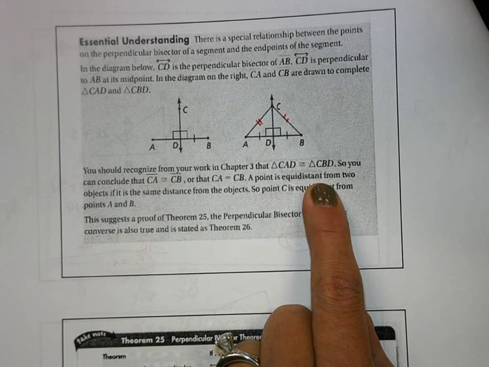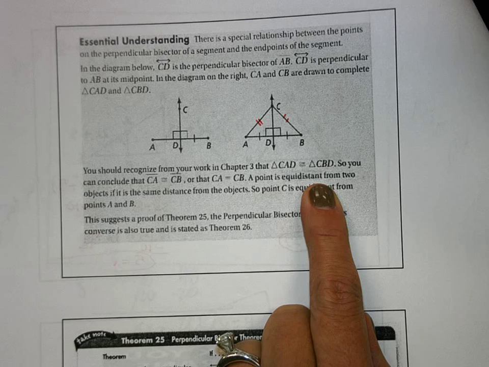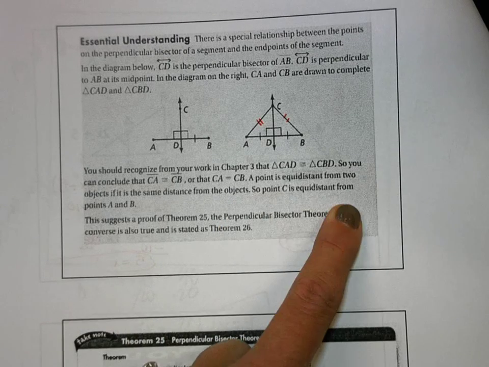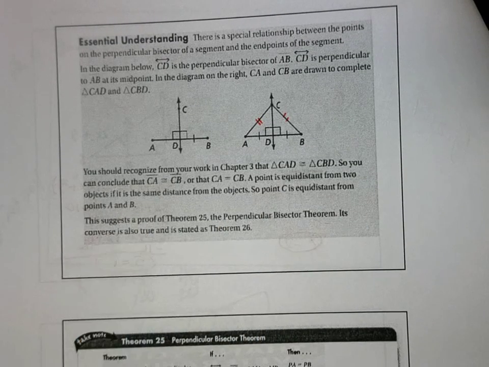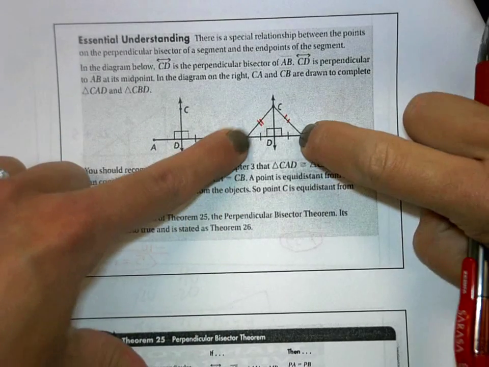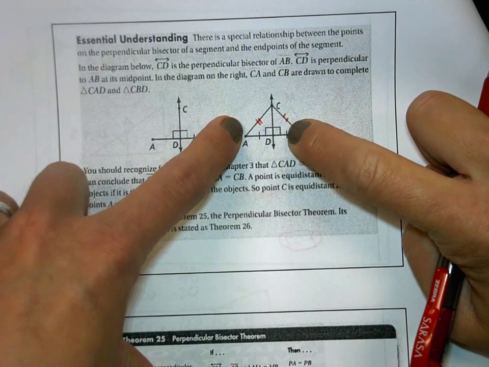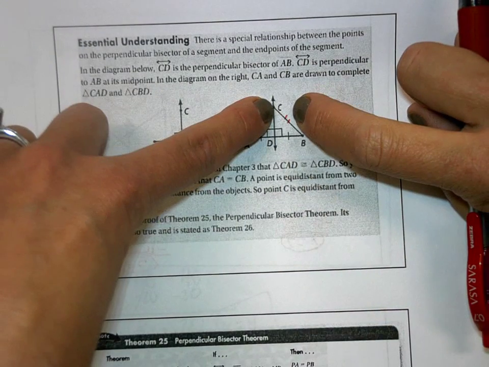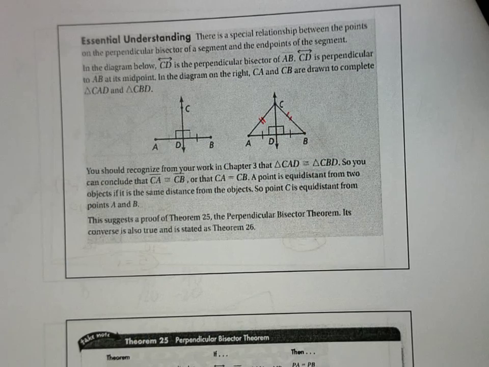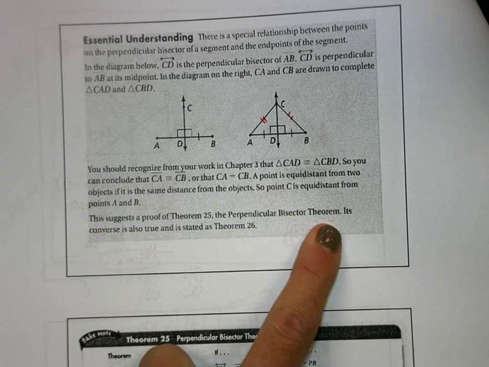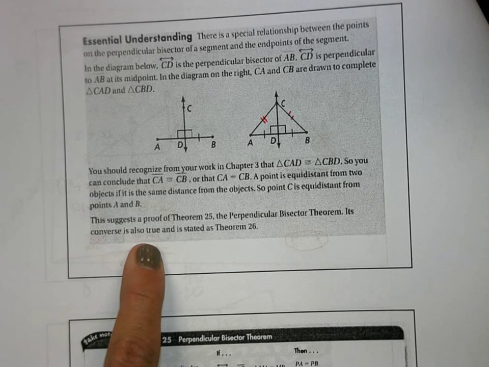A point is equidistant. What does equidistant mean? Equal distance, very good, from two objects if it's the same distance from the object. So point C is equidistant from points A and B. If you have these two points right here, since these are equal, when they go to the same point up here, these two segments are going to be equal. They're not necessarily equal to the segments at the bottom, but these two segments will be the same because they are going to the same point. So this suggests a proof of Theorem 25, the perpendicular bisector theorem, and its converse is also true.